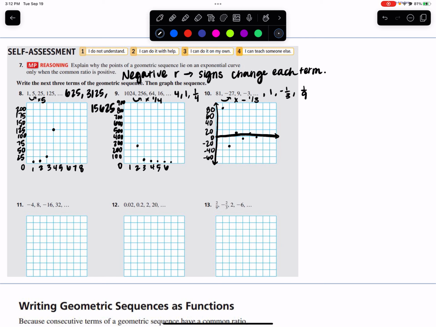All right, and I lied to you. We're going to skip 11 through 13 just for time. If you guys got 8 through 10, then you should feel pretty comfortable about 11 through 13.